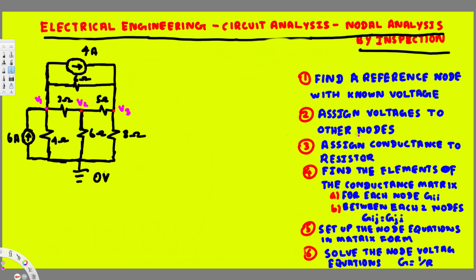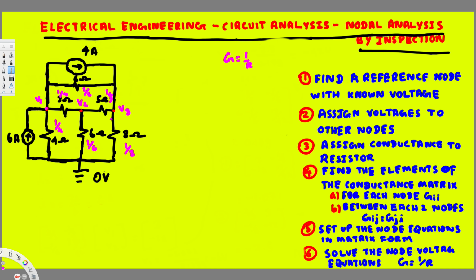So conductance, that is G, is equal to 1 over R. This is the equation for conductance. Now let's look at the resistances. First we have this resistance 4 ohm, so the conductance is going to be 1 over 4, and here we have 6 ohm, so the conductance is going to be 1 over 6, and here we have 8 ohm, so the conductance is going to be 1 over 8, and here we have 6 ohms, so the conductance is going to be 1 over 6, 1 over 3 right here, and 1 over 5, right?